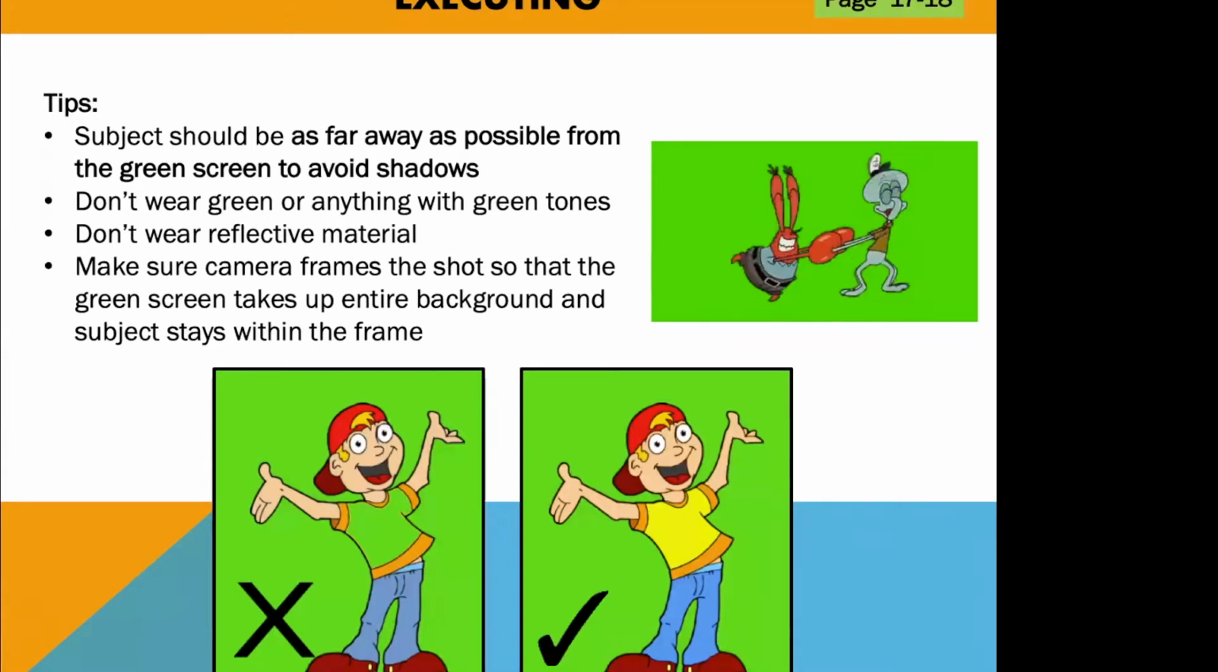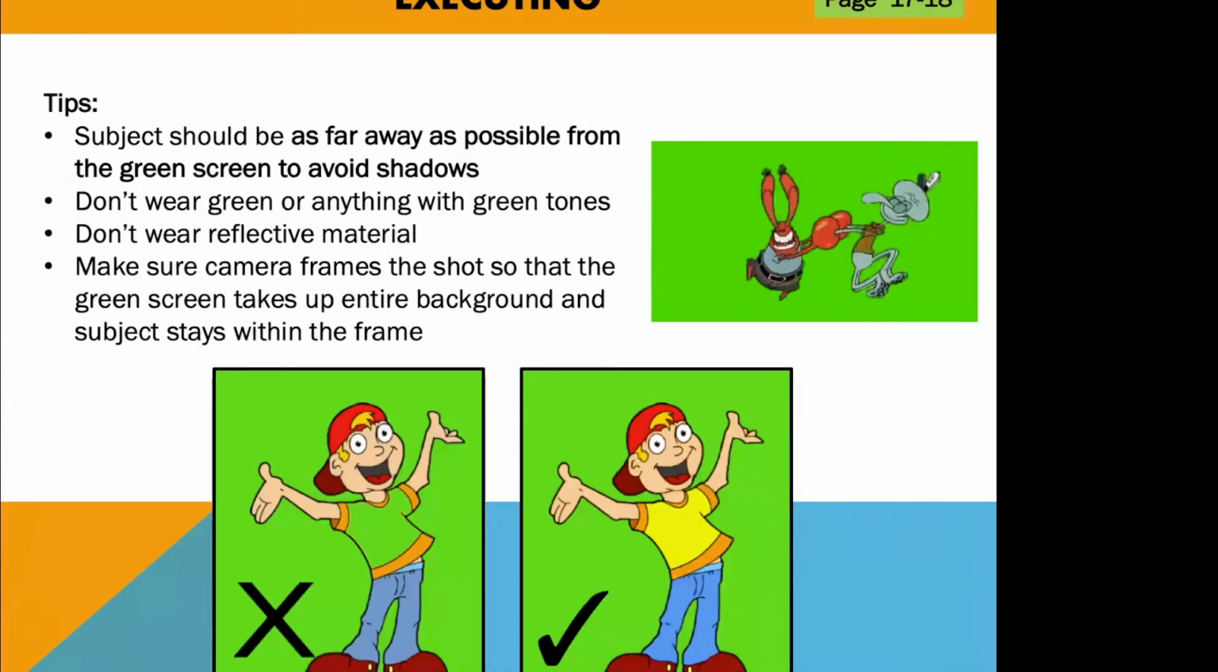Some more things to keep in mind is not to wear green or anything with green tones. If you wear a green shirt and film in green screen and then you go to edit it, the green on your shirt will disappear too, and you might end up looking like a floating head. And unless you're creatively trying to do that, it's not the best idea. Another thing is to not wear reflective material because again, that might reflect the green from your surroundings.